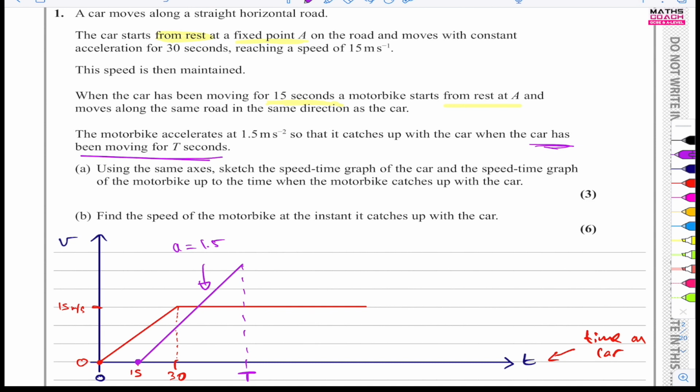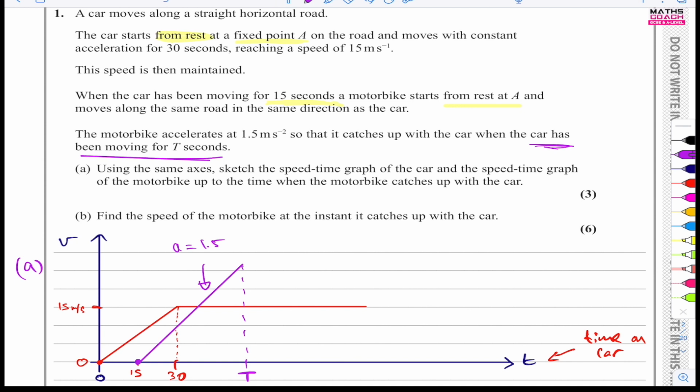The bike has caught up with the car because they started from the same point, and they caught up. The bike has caught up with the car at some specific point. What can we say about the distance traveled by the car and the bike from point A to that point where it catches up? Would it be the same or different? It would be the same distance. And what gives us the distance in a speed-time graph? The area. So yeah, question A is done.